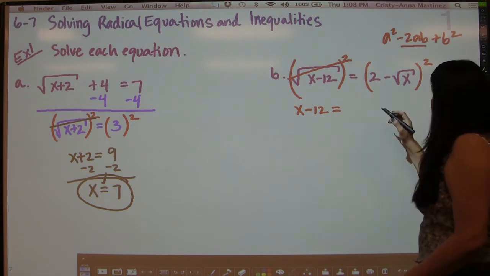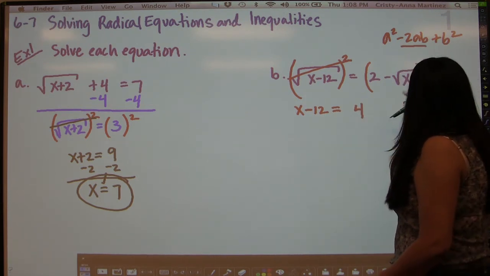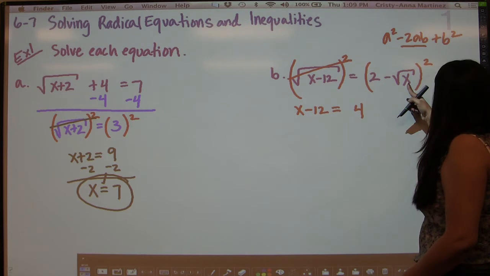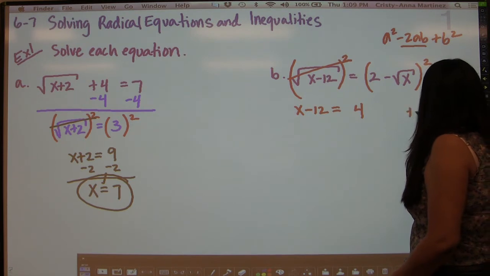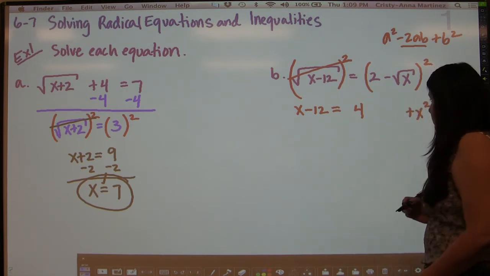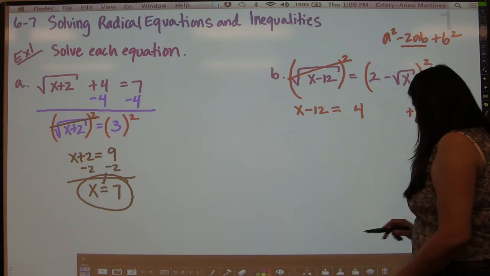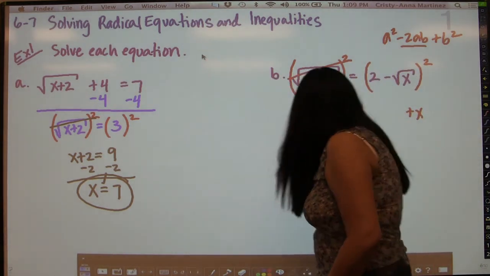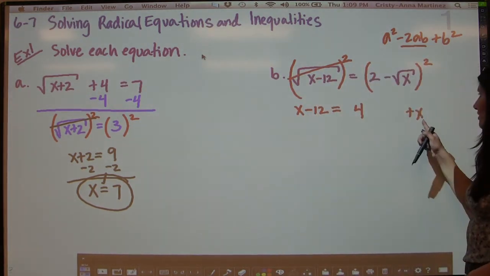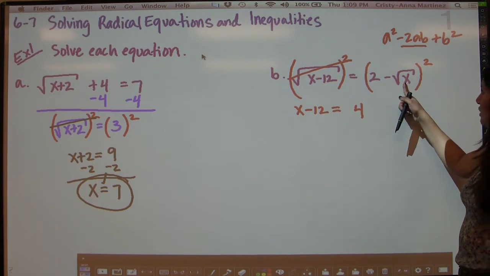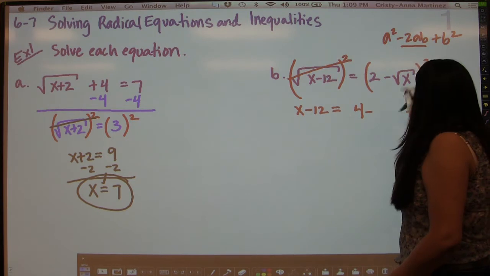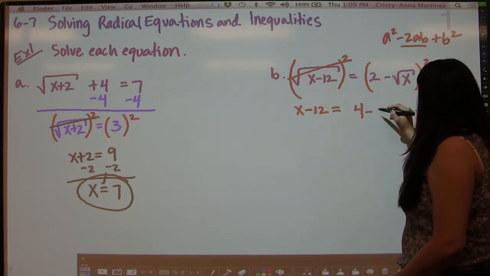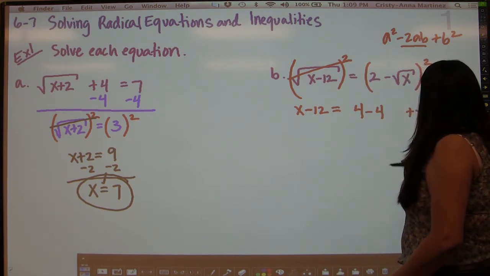So you're right that you do get 2 squared is 4, and negative root x squared is going to cancel there, and you're going to get plus x squared like this. Sorry, not plus x squared, plus x. So in that sense, you did in fact get rid of the square root. But the problem is that you forgot the middle term. There's a minus 2ab. So we should have minus 2 times 2, which is 4, and then times root x.